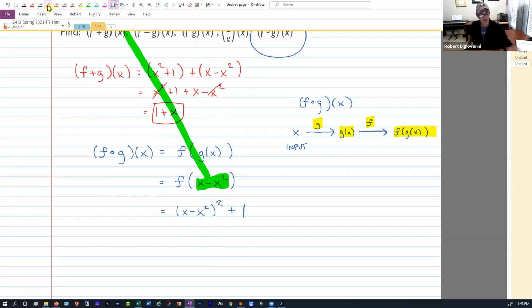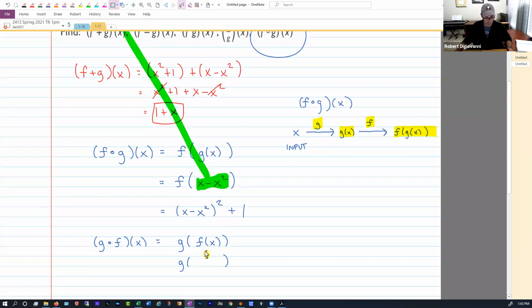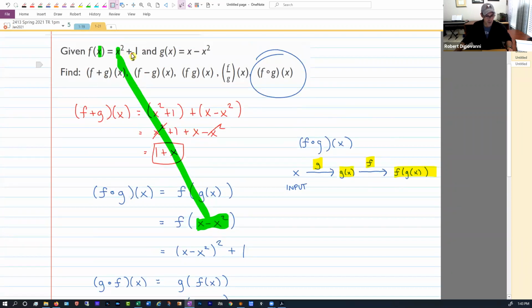Now, how about this? I didn't ask for it, but could we do it the other way around? Could we do g of f of x? Well, that would be different. g is going to get f of x. Instead of f getting g plugged in, g gets f plugged in. So g, let's see, what is f of x? It's up here, right? x squared plus 1.